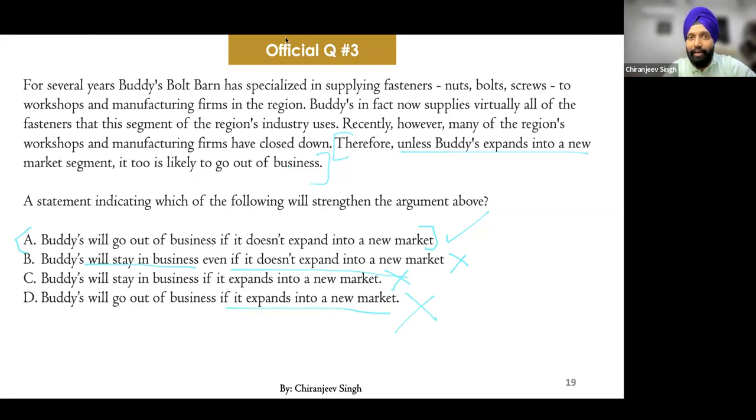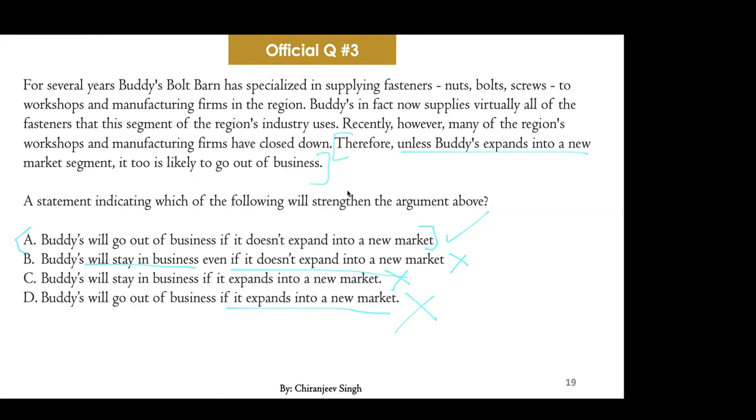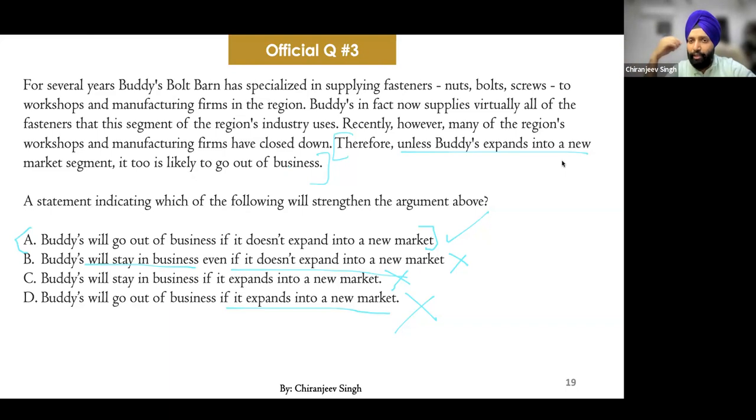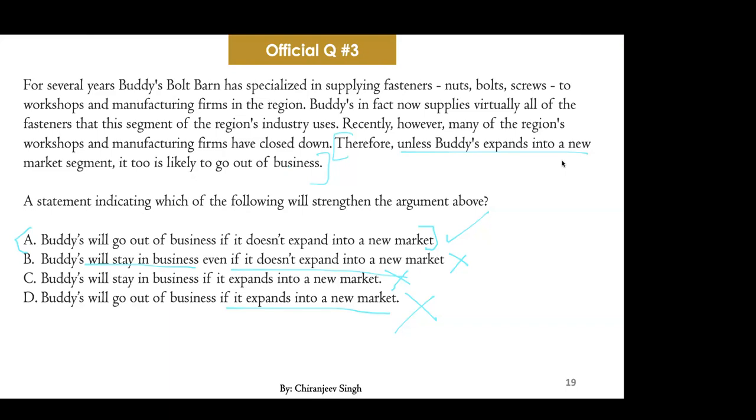Yeah, Virupi. So this is from a strengthening perspective, I think. What if this question was about inference? Can we infer A based on the last statement? Because he is saying "likely". But isn't "likely" indicating a higher probability?